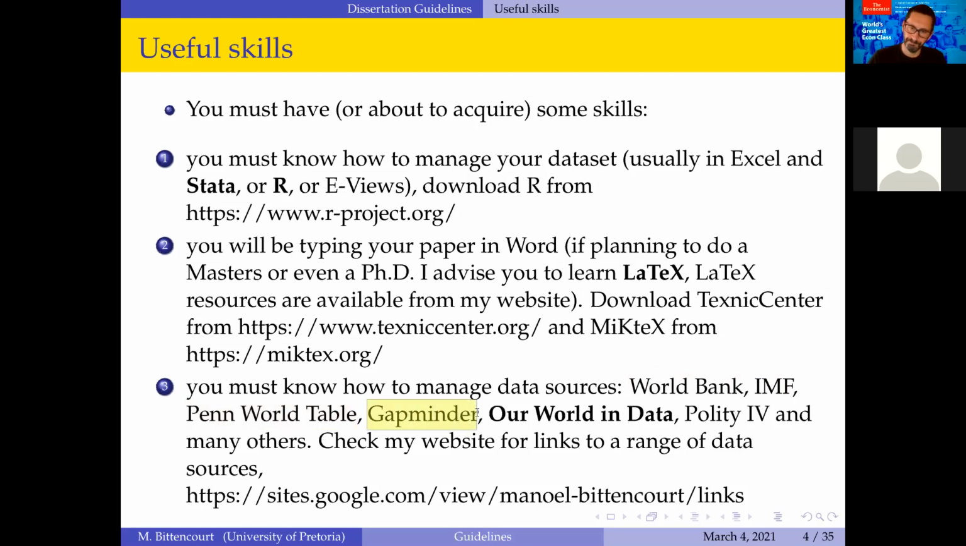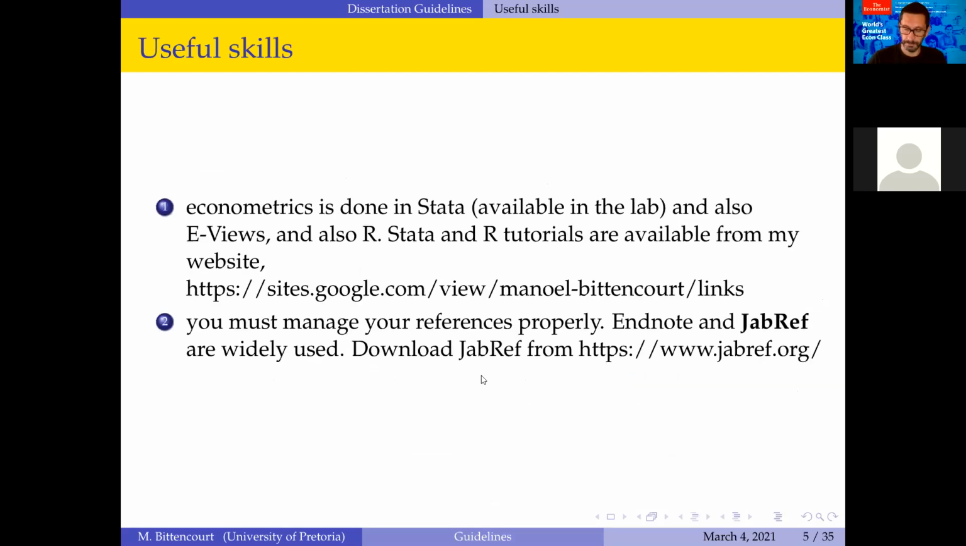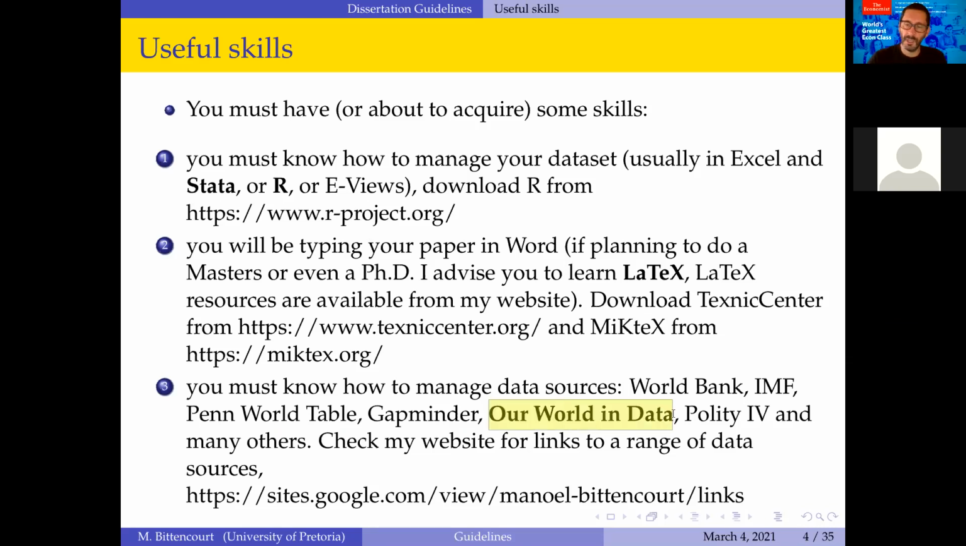From Gapminder. That is Our World in Data. I put that in bold because, in my view, that's one of the best data aggregators in the market as we speak, and everything is free of charge. I'm going to show you Our World in Data briefly as we move along. If you are interested in political economy variables, there is the Polity IV and so many others, folks. Then I put there, check my website for links to a range of data sources. So I put the link there for you. I'm going to show you the website as we move along.